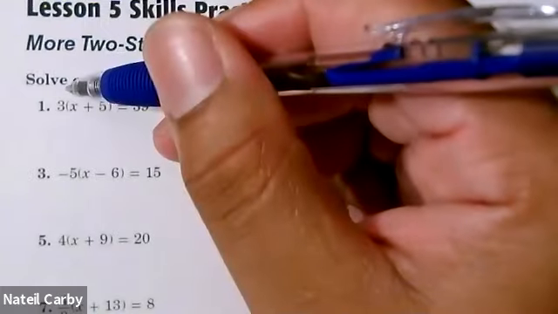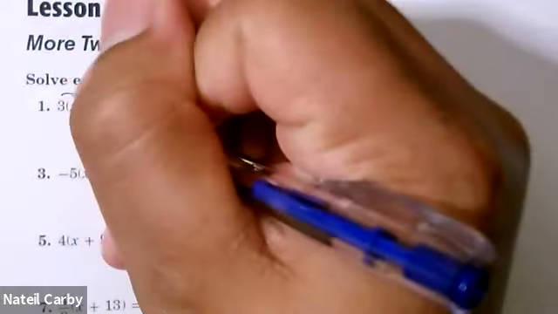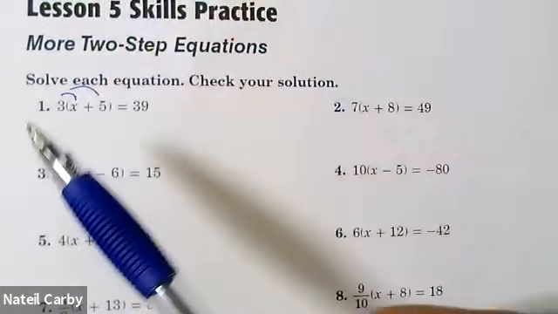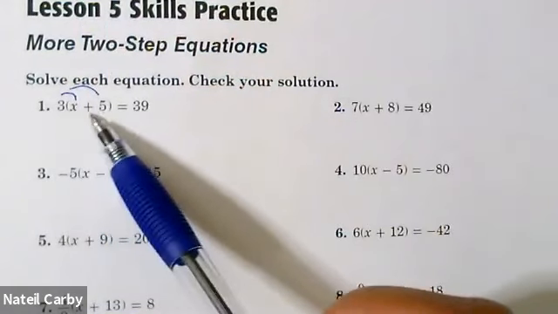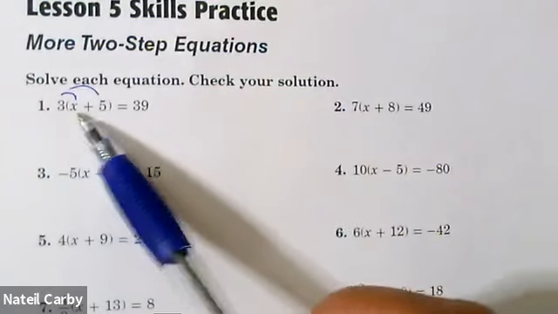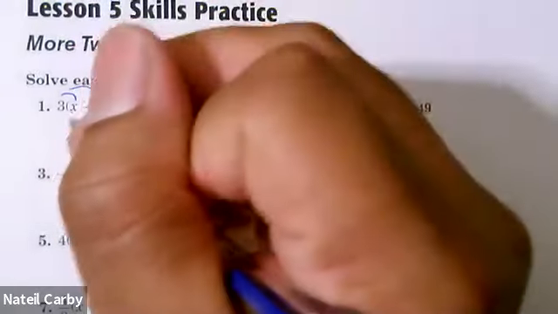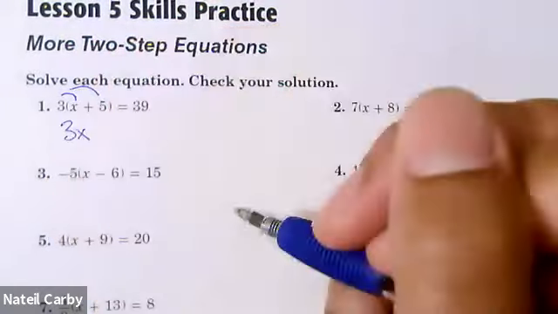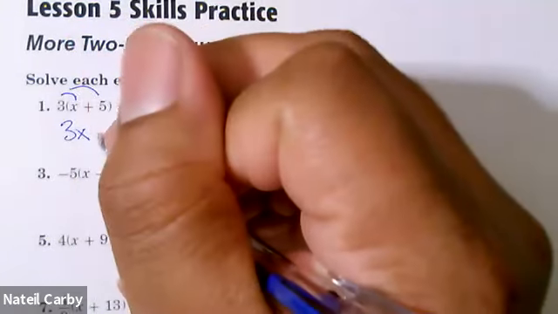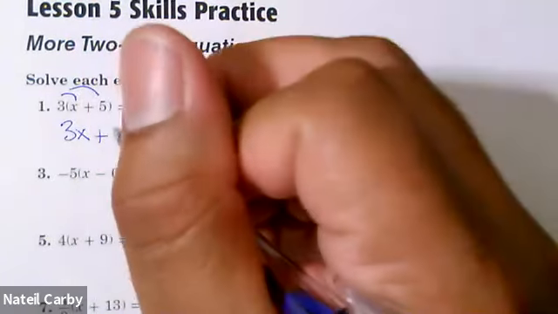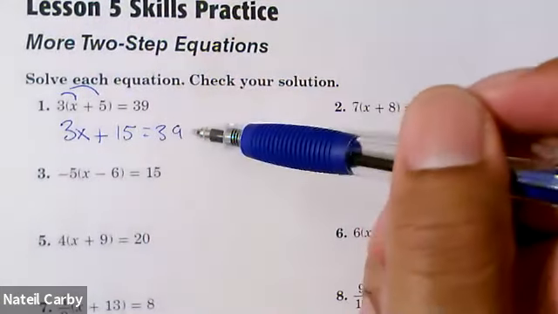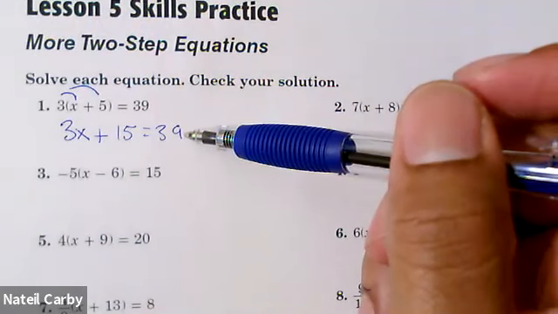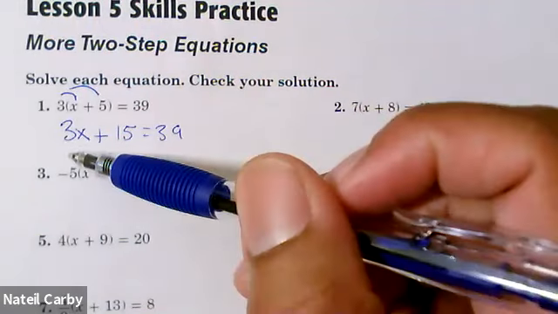So just remember, when you're distributing, that means you're multiplying, right? You're multiplying the outside factor times both items in parentheses. So 3 times x is 3x. Keep your symbol. 3 times 5 is 15, equals 39. This is your two-step equation, right? So remember, we have to isolate the variable.